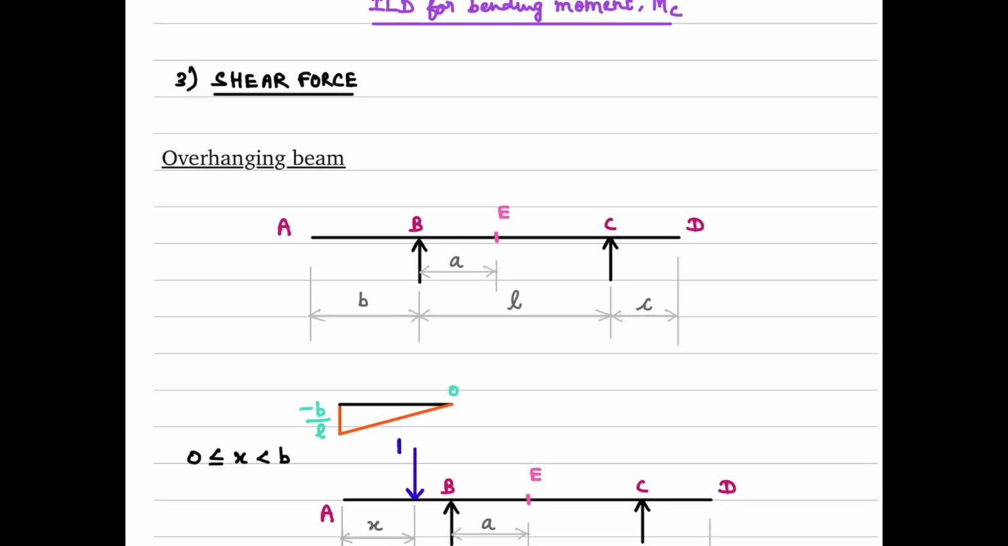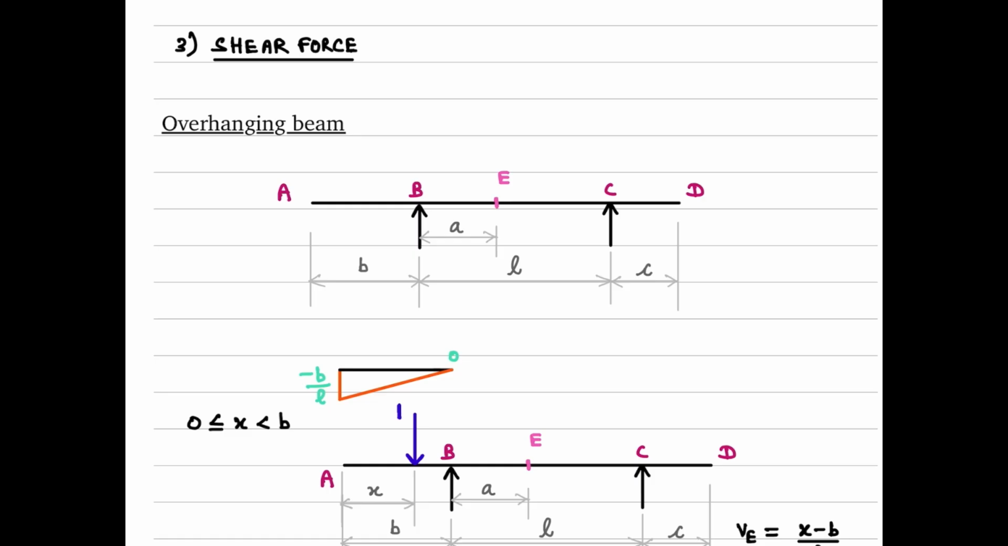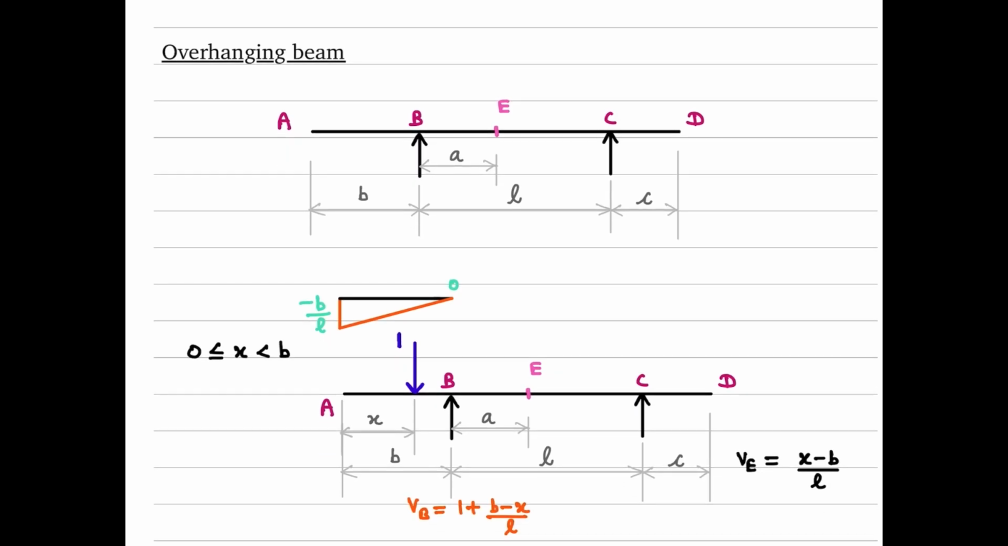The last one is the shear force. We have an overhanging beam here, so again we will have to consider several cases. First, we will consider span 0 to B. That is, if you keep the unit load in this span, what is going to happen? That's what I'm doing here. Initially, I'm placing this unit load here and marking the distance x here.